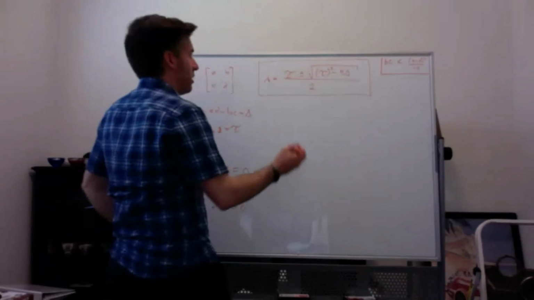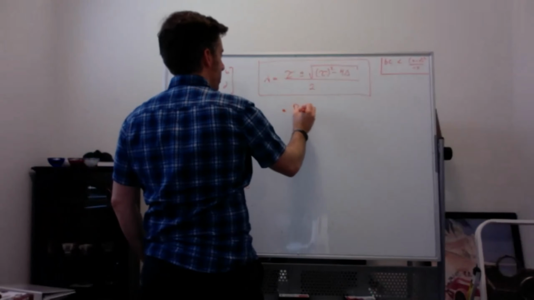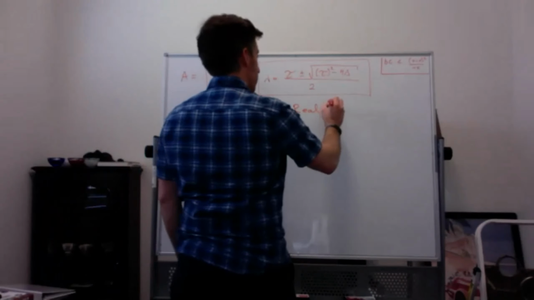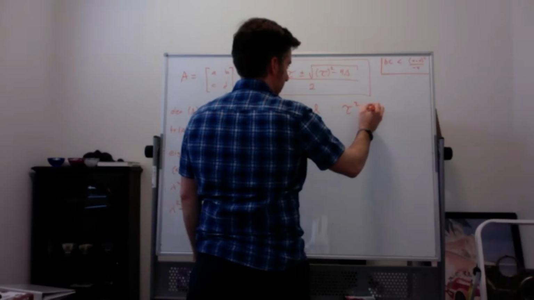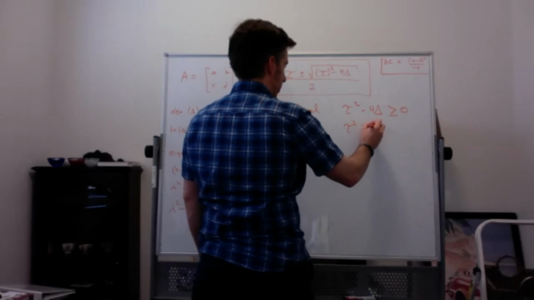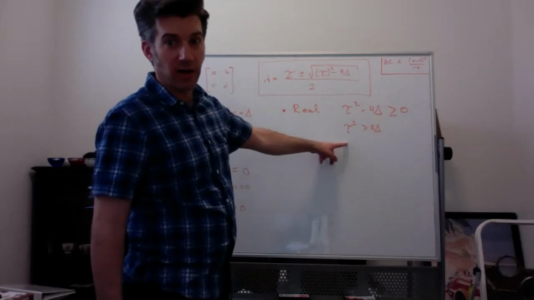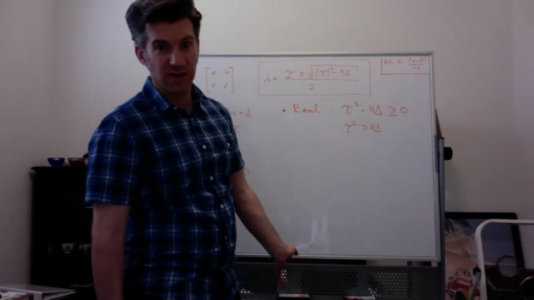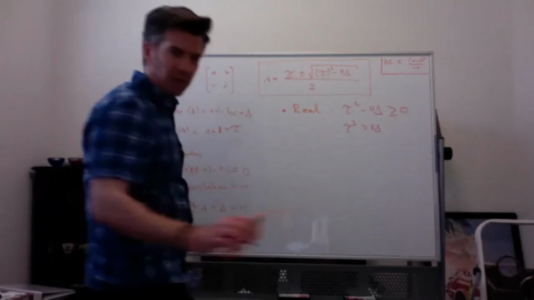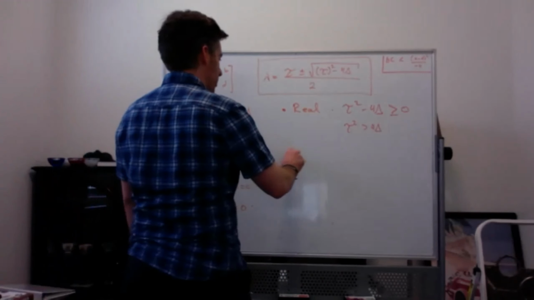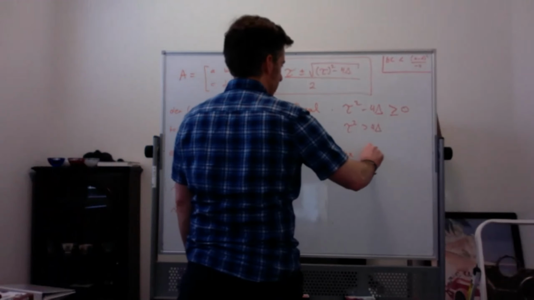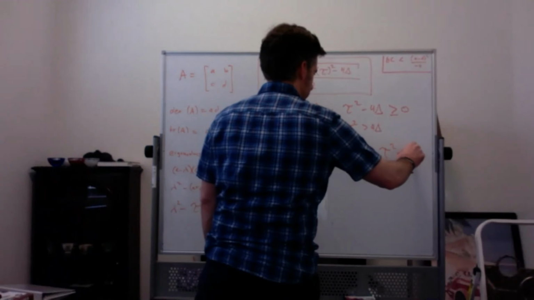But here's what we can say. We know the eigenvalues are going to be real if the inside of the square root is positive, meaning if tau squared minus 4 delta is bigger than or equal to 0, meaning tau squared is bigger than 4 delta, or the trace squared is bigger than 4 times the determinant. That's kind of convenient. You can find the trace and the determinant of this matrix really easily. For example, well, actually, let me hold off on an example. On the other hand, we know they're going to be imaginary or complex if the trace squared is less than 4 times the determinant.